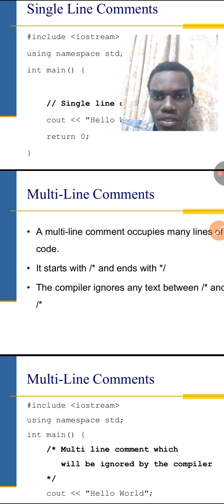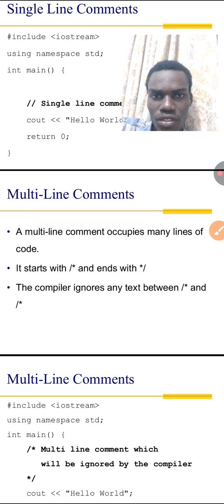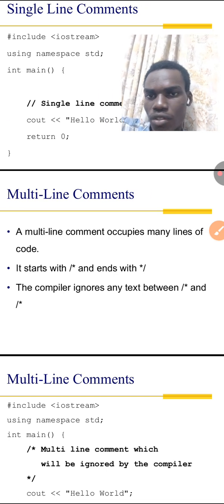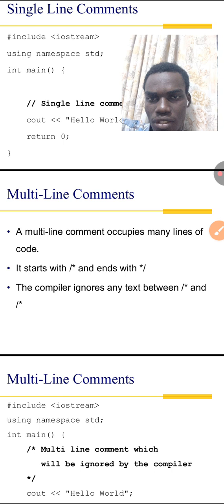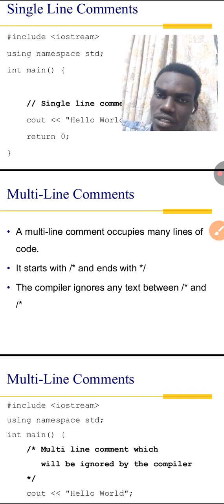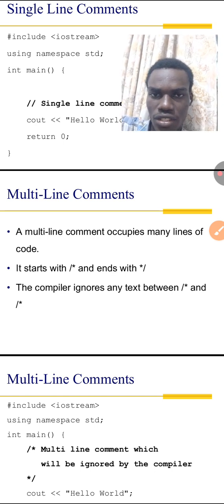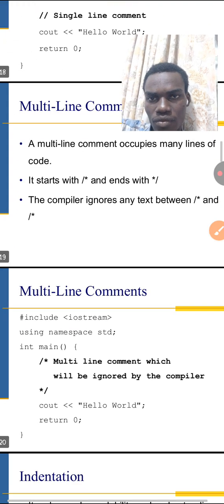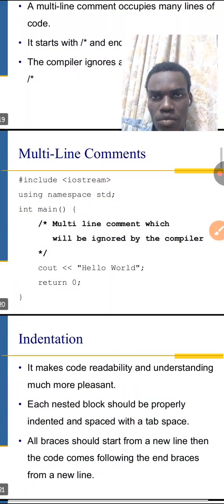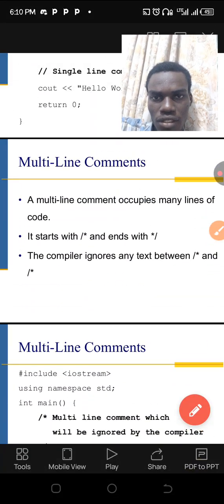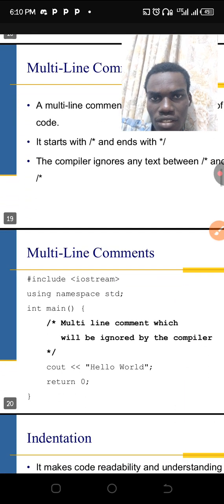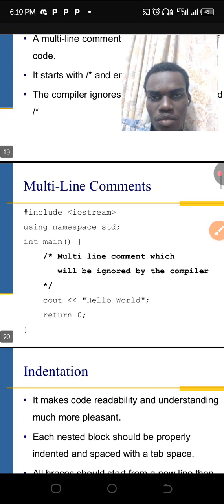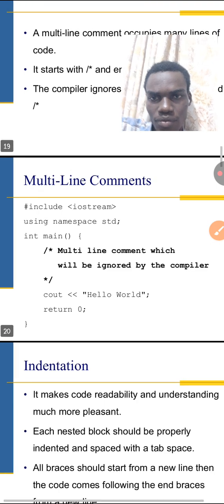We have the multiple line comment. The multiple line comment occupies many lines of code. It starts with the forward slash with the asterisk and ends with an asterisk and the forward slash. So whatever is in between this is the comment. The system ignores that comment, as you can see.